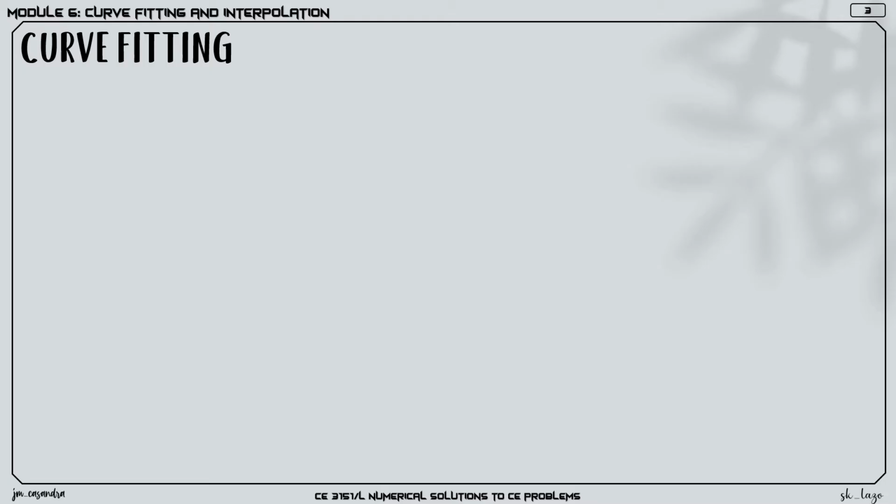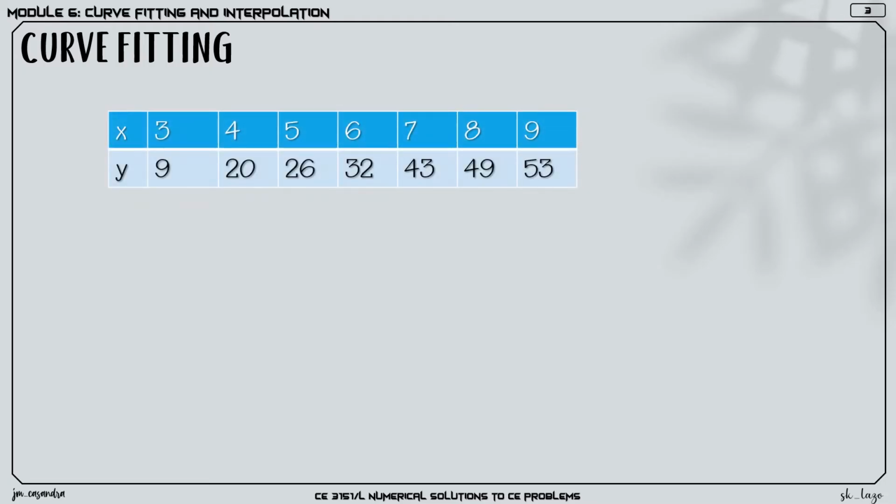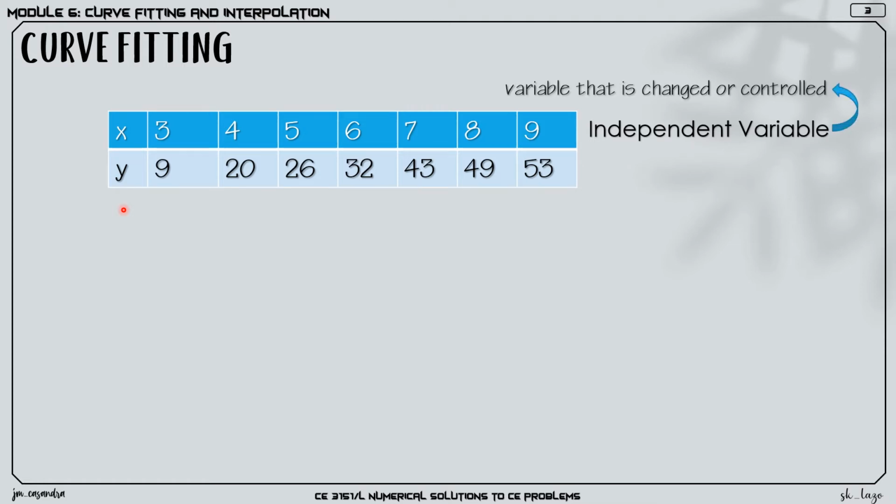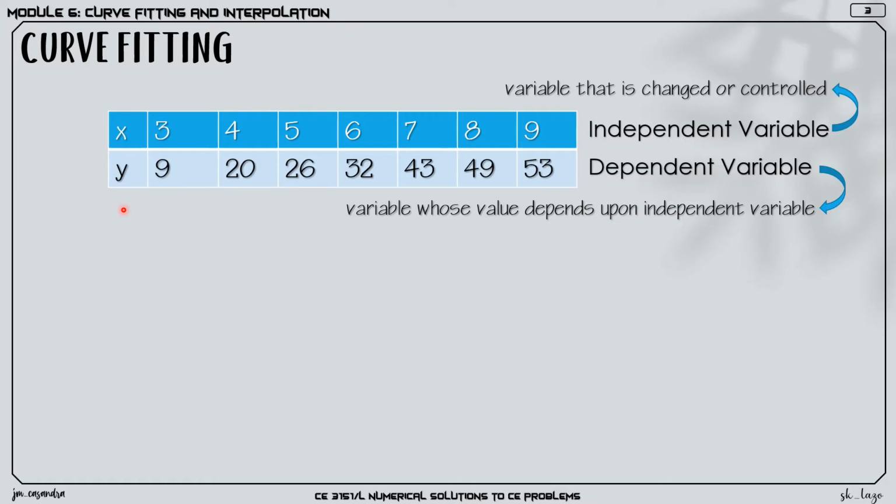So to have a better understanding of curve fitting, let us take into consideration the given table. We have here different values for variables x and y, in which we denote variable x as our independent variable, which is defined as a variable that is changed or controlled in an environment or in an experiment, while variable y will be our dependent variable, which are values that would depend on our independent variable.